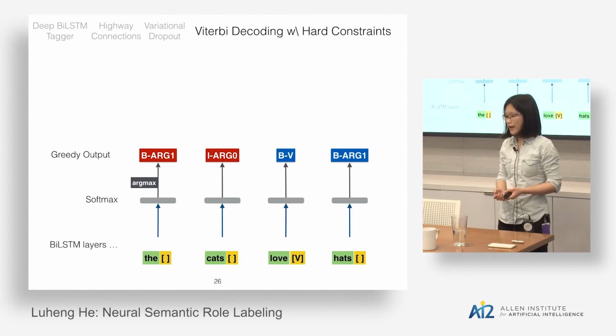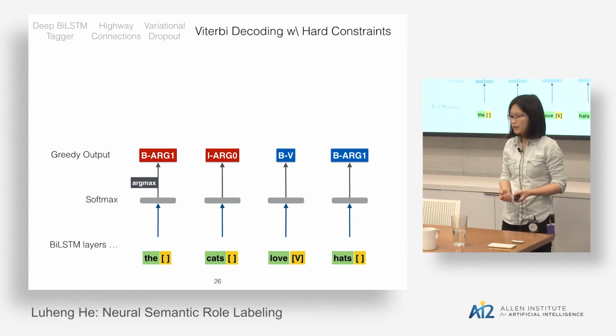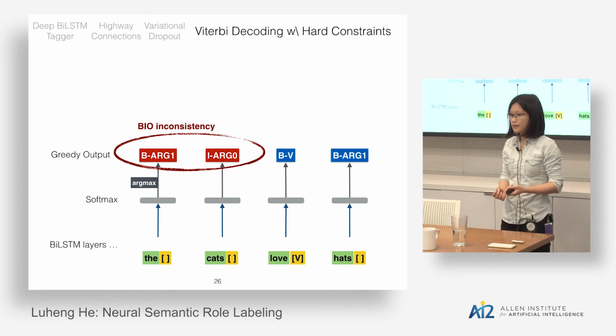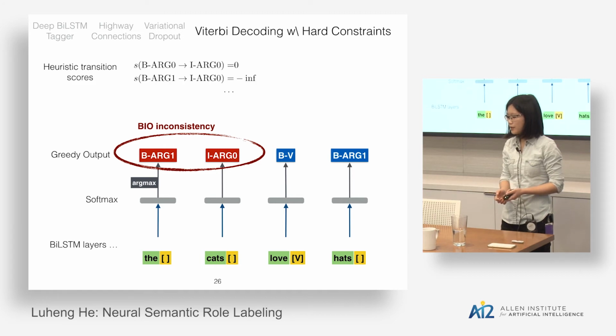And there's a final caveat left for the decoding part. If we do greedy decoding for each softmax, the tagging decision for each word will be independent of each other. And this will result in inconsistent output. For example, an inside of arg0 will be following a beginning of arg1. We call it a BIO inconsistency, and it kind of hurts performance.